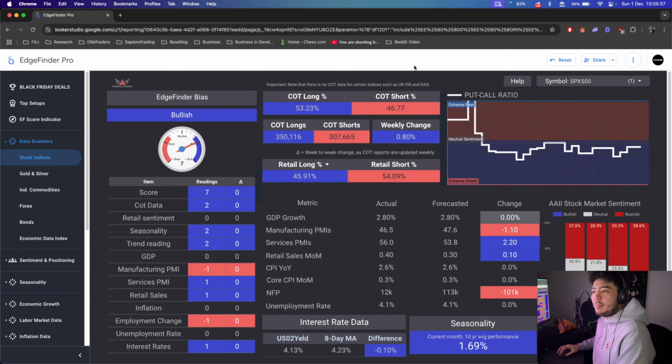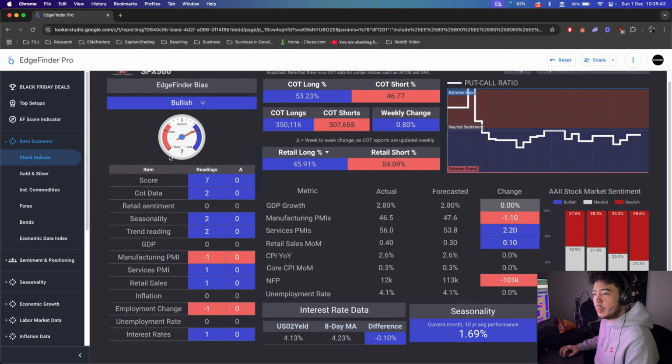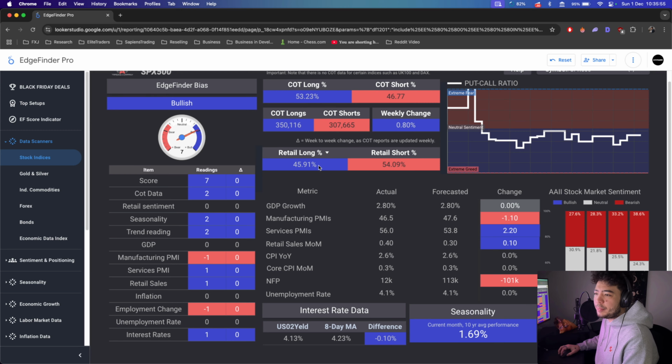Now, just to slightly back this trade up, we do also have the S&P here on the Edge Finder as a bullish read, and it's currently got a score of 7, which is quite high. It's a good confirmation here. We've got COT data is long, so we know that the big boys are also buying this market. We've got a majority of 53.23% long. We have got retail traders majority short. I don't know why, don't ask me, but we fade them always because they lose.